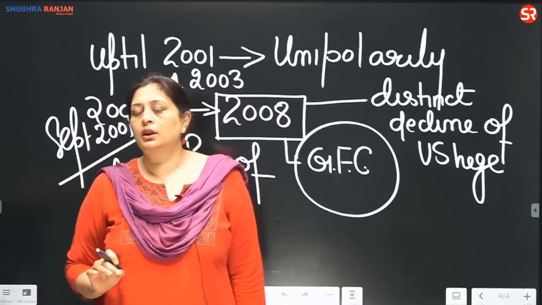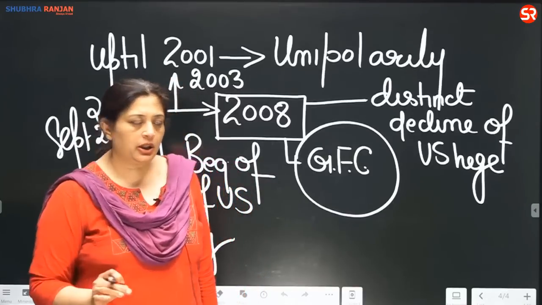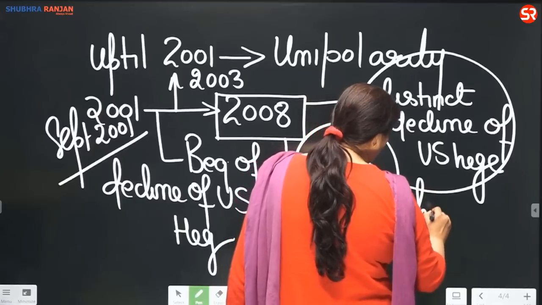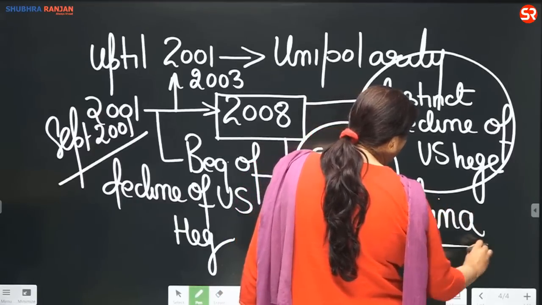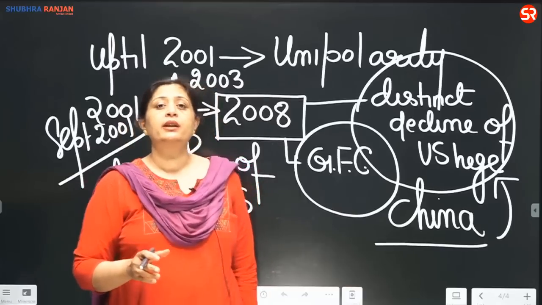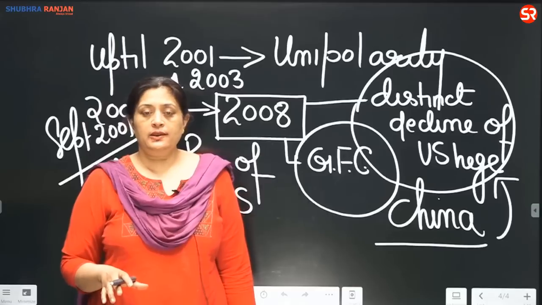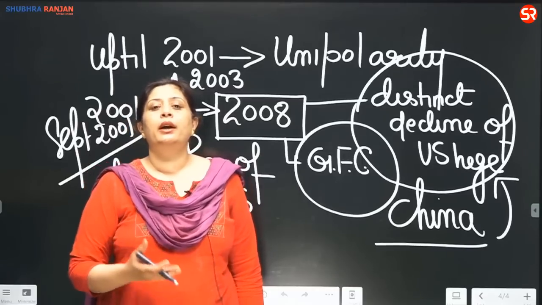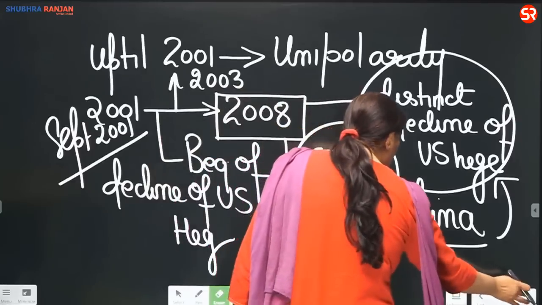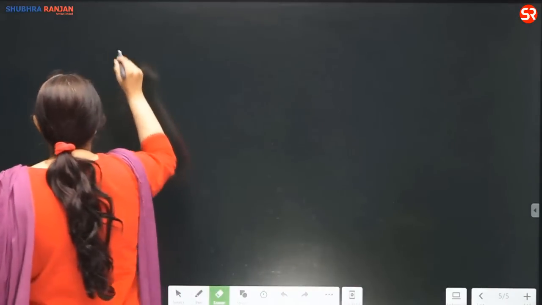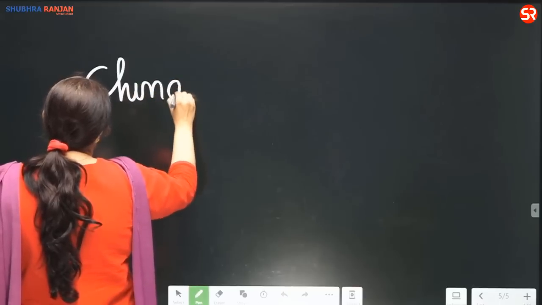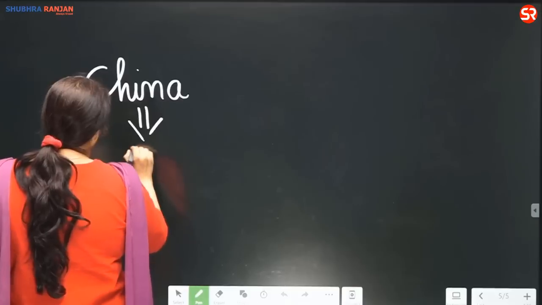The distinct decline of US hegemony, to the extent that China could dare to accuse the US, China could dare to lecture the US that the US model of finance etc. is not working, and around itself China built the BRICS.